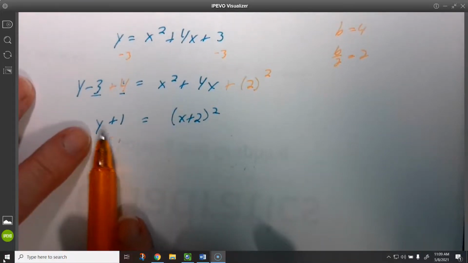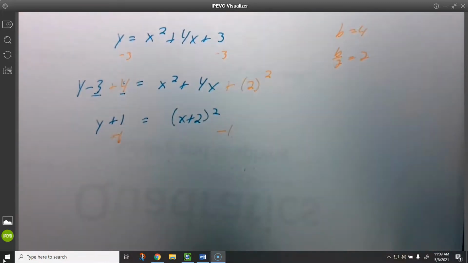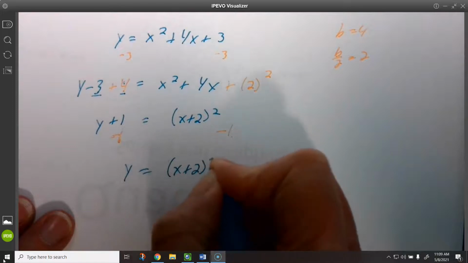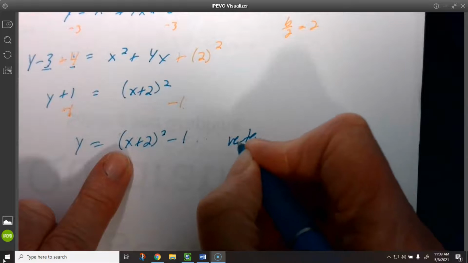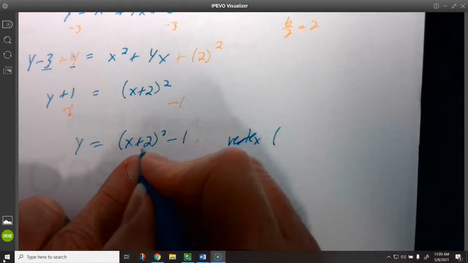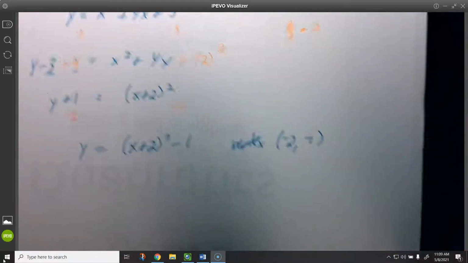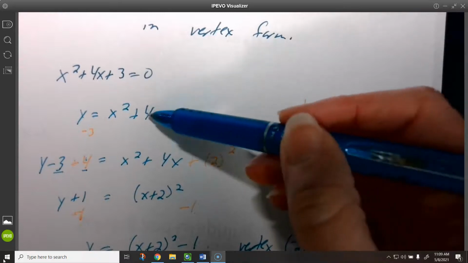To get it into vertex form, I have to have y on one side, everything else on the other, so I'm going to subtract 1, and when I subtract 1, I get y is equal to x plus 2 quantity squared minus 1. What is my vertex? It is opposite. So -2, -1.